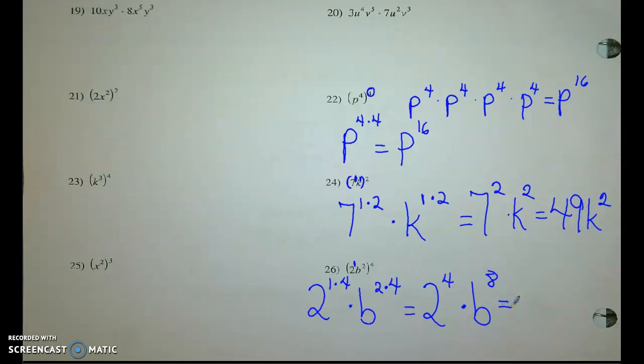And then let's simplify further, because we know that 2 to the fourth power, that's really 2 times 2 times 2 times 2. So that's going to give us 16 b to the eighth power. Okay, and so that is our final answer on 26.